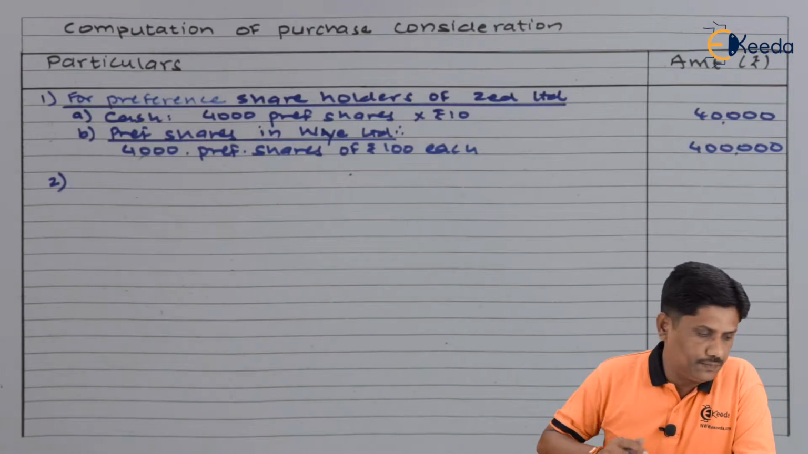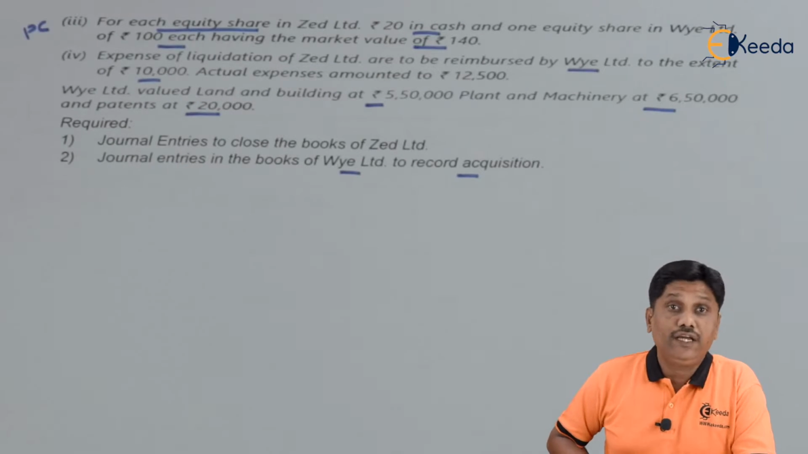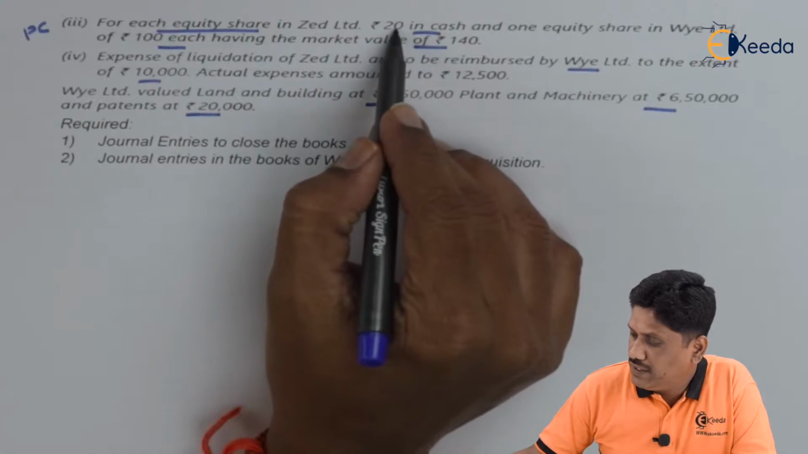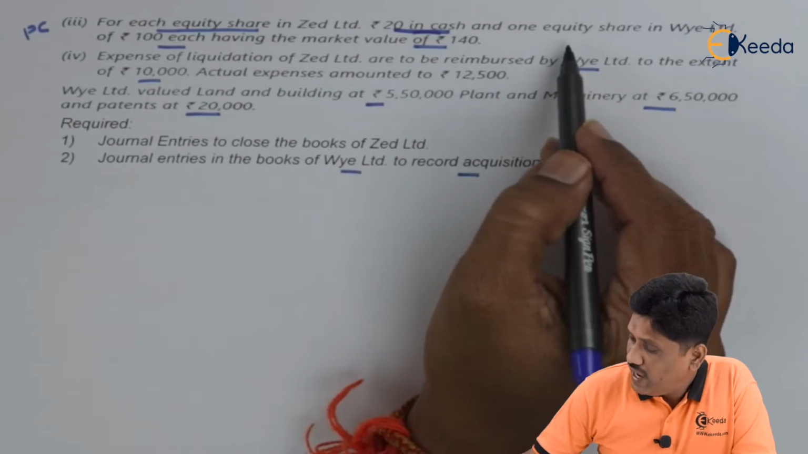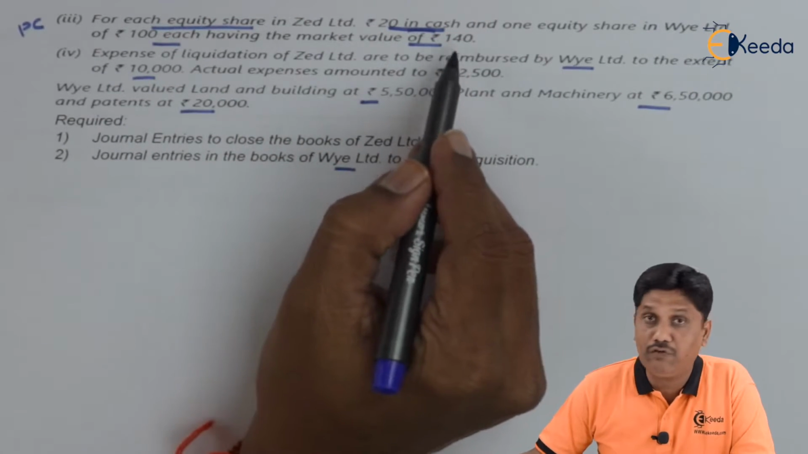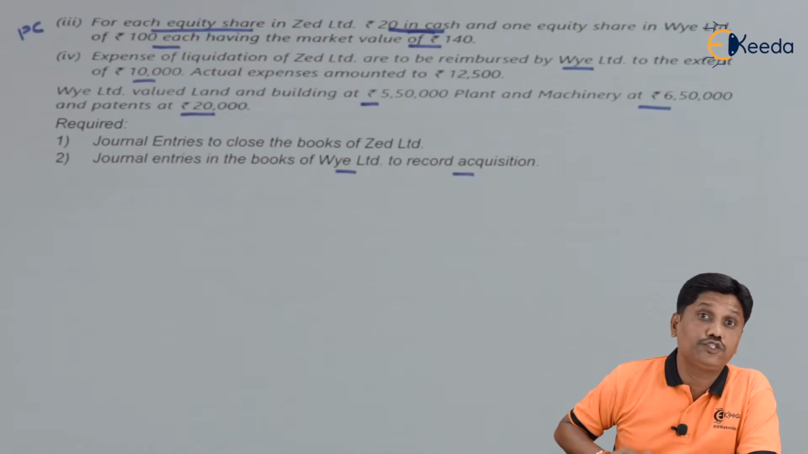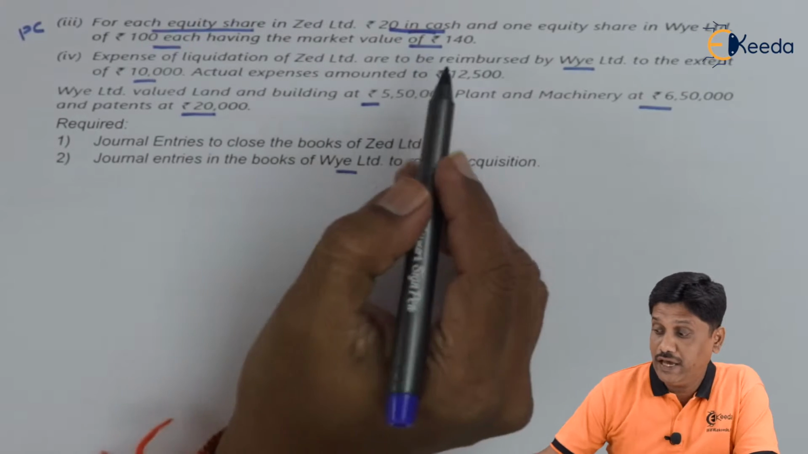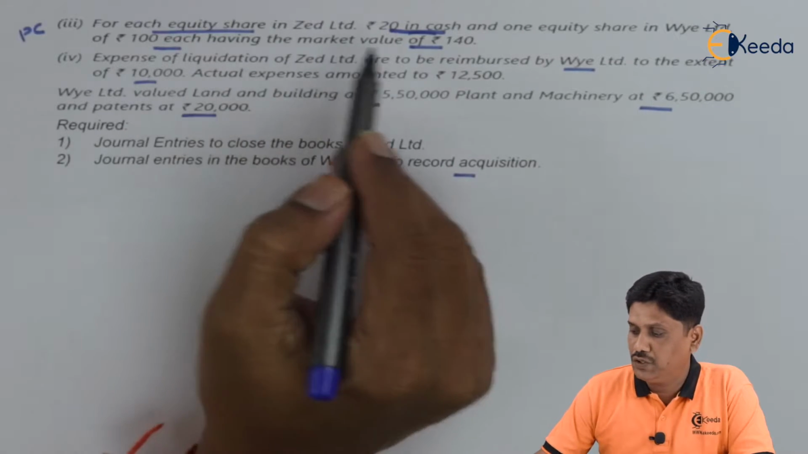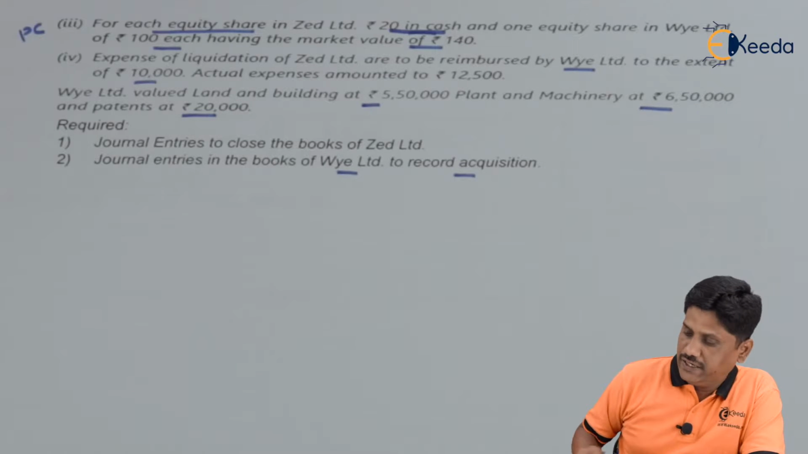Let me show you that. Information number 3 says that for each equity share in Z Limited, rupees 20 in cash will be given and one equity share in Y Limited of rupees 100 each, having a market value of rupees 140. Sir, when they are saying market value of 140, that means they will issue us at 140. So these shares they have issued at a premium, right? So for equity shareholder, I will get two elements, number 1 cash and number 2 equity shares. Let us write that.